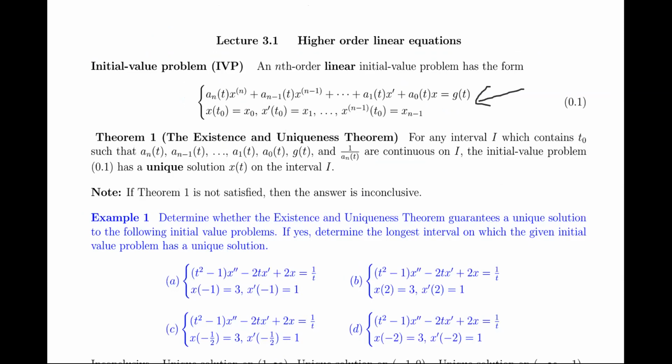Notice that we use the same t value for our independent variable, or our input value, for each of our initial values. We do have an existence and uniqueness theorem here for such an initial value problem, and that says that for any interval I which contains the t naught such that a sub n of t all the way through a sub 0 of t, g of t, and 1 over a sub n of t are all continuous on the interval I, then the initial value problem has a unique solution on that interval.